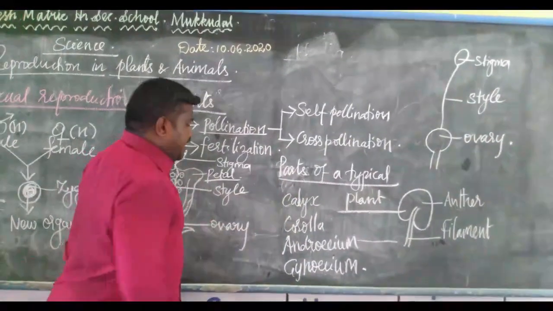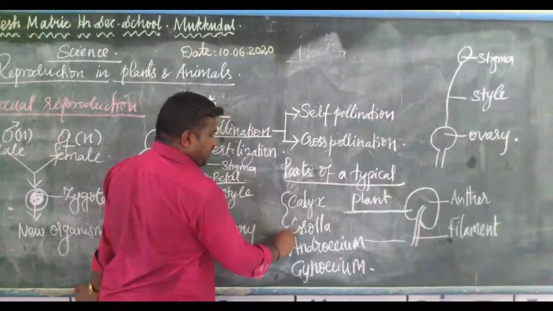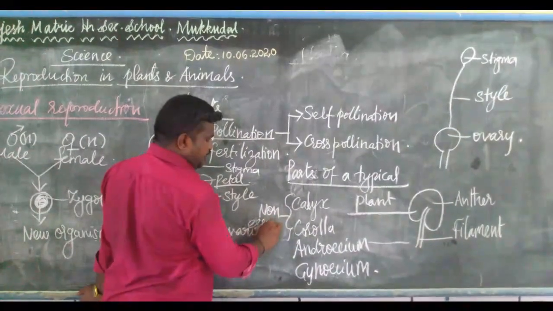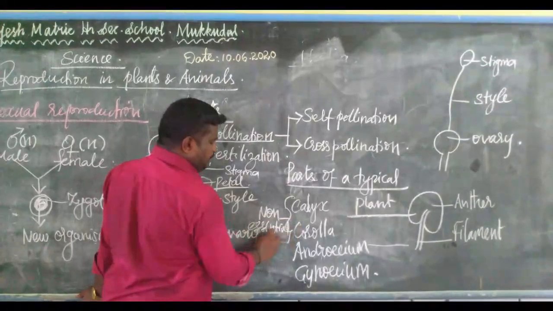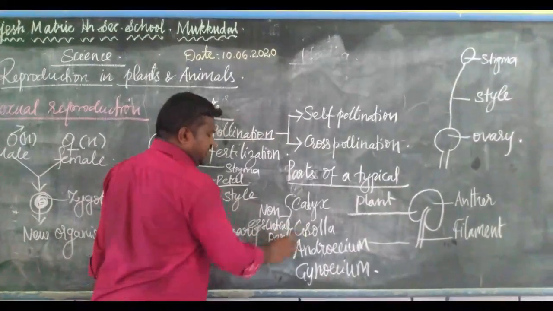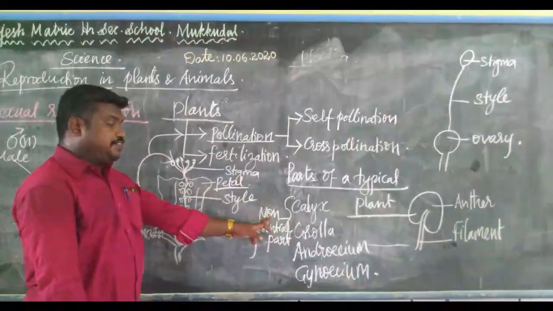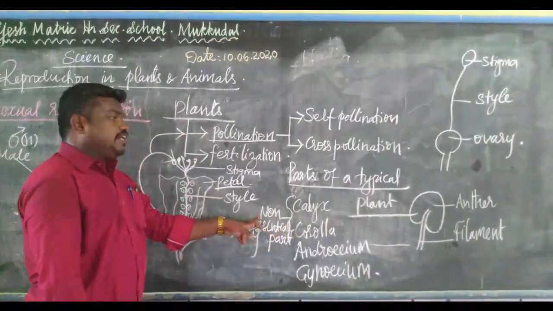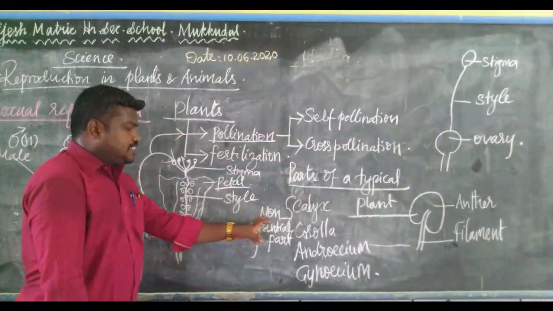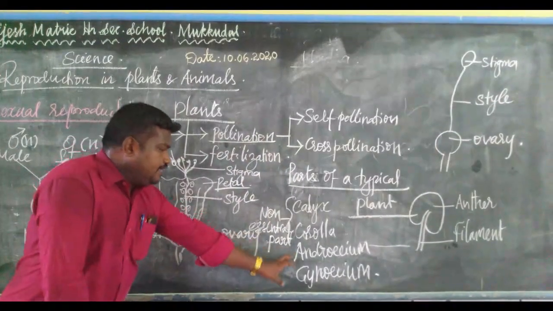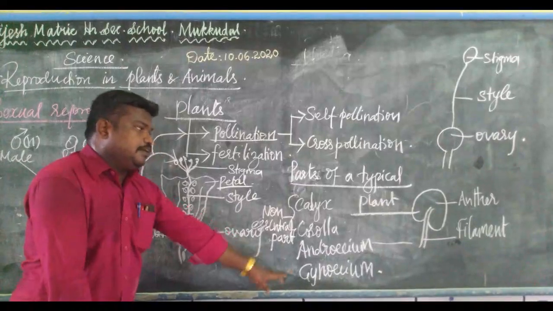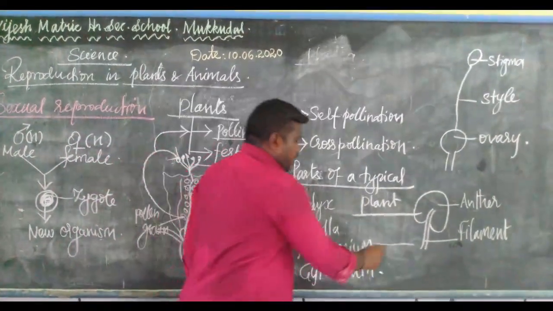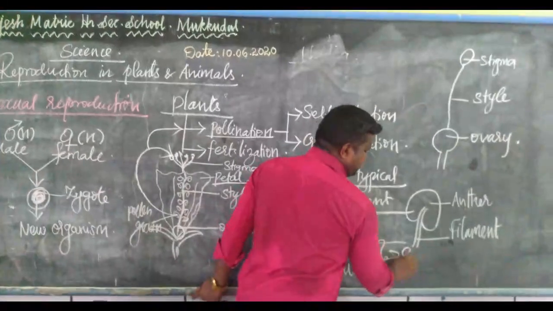The calyx and the corolla are the non-essential parts. Why are they called non-essential parts of the plant? Because the calyx and the corolla are not involved in pollination. And these two, androecium and gynoecium, are very important for pollination. So these two are the essential parts of the plant.